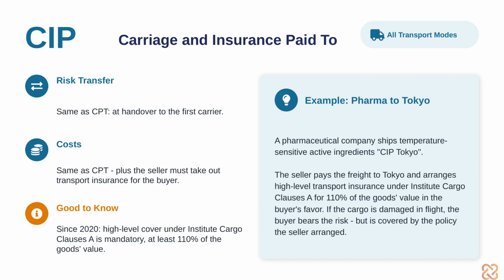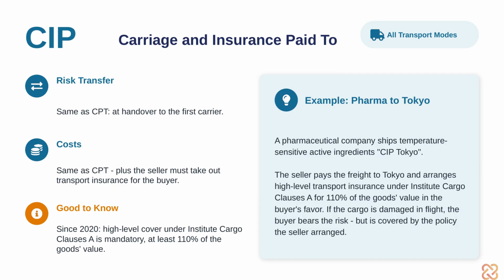CIP, carriage and insurance paid to, works exactly like CPT when it comes to risk. Risk passes to the buyer at handover to the first carrier. The big difference, the seller must also take out transport insurance in the buyer's favor.